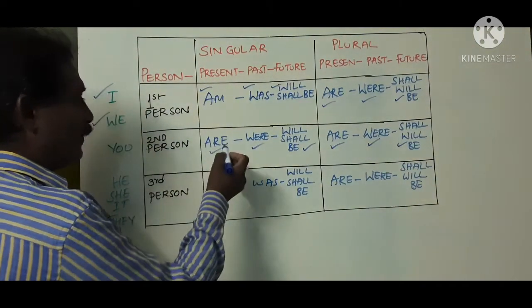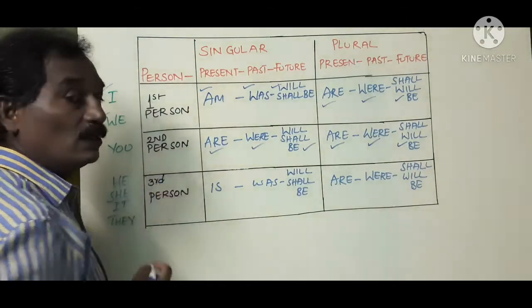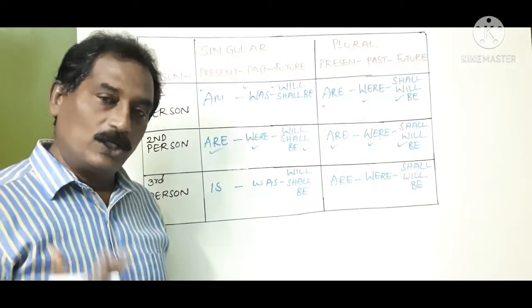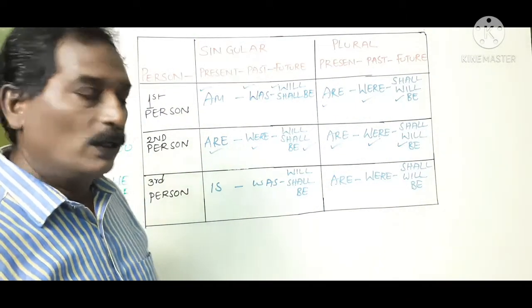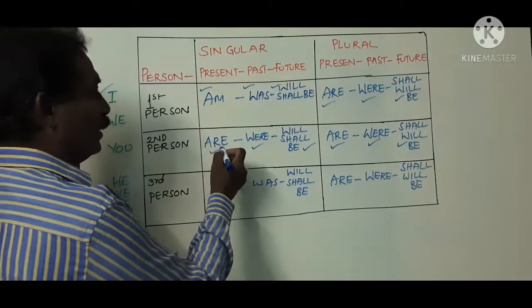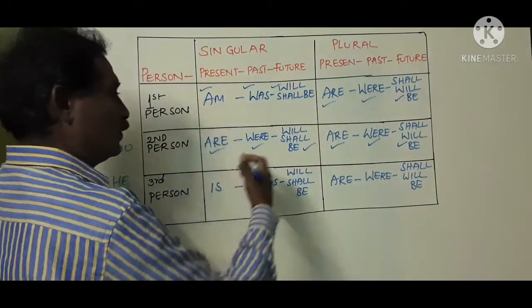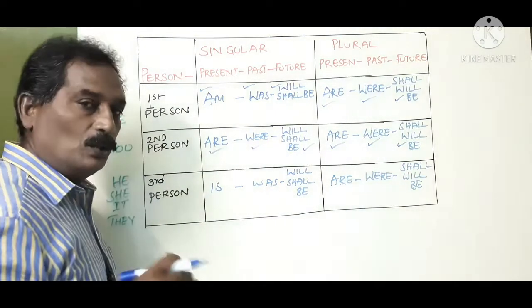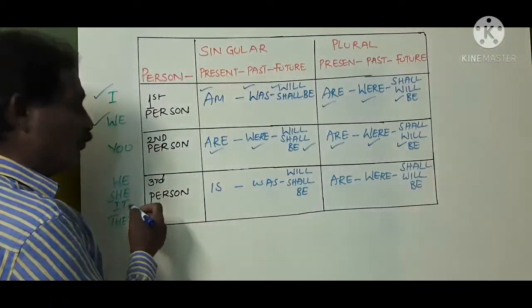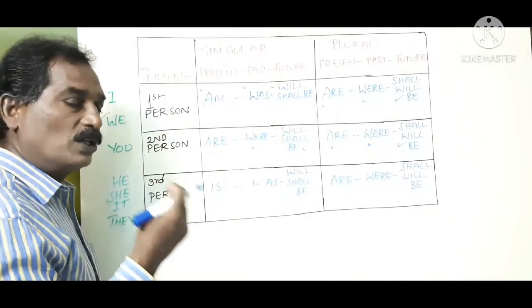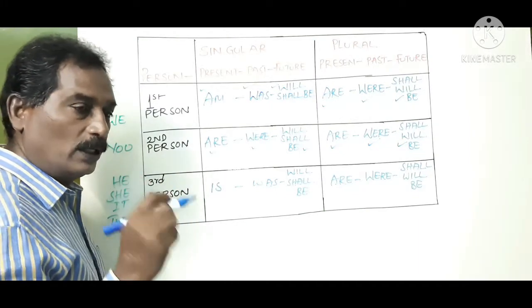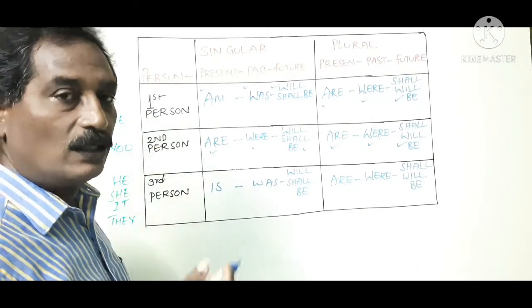Okay, the same 'are' is used for you singular and you plural. Same for 'we': plural 'are' is used. Third person: singular forms are he, she, it; plural is they.